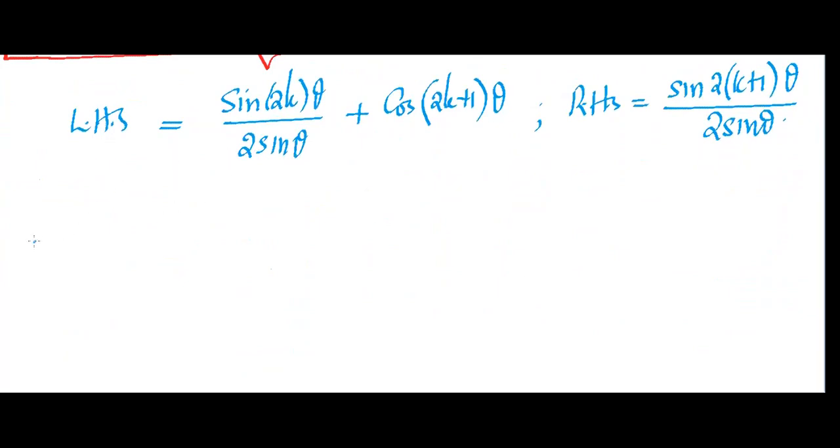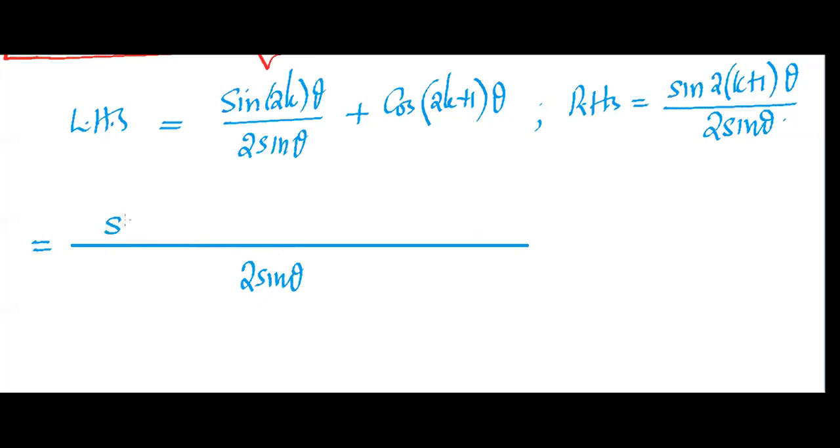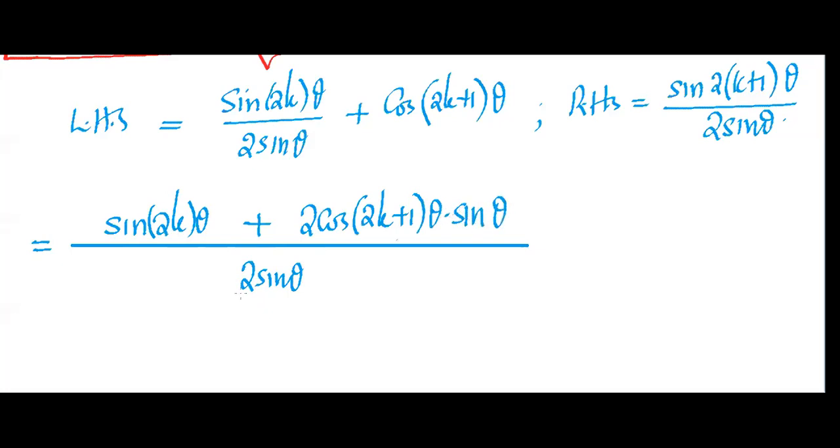The LCM in this case on the left-hand side is 2 sine theta, if you do agree. Which will leave us with sine of 2k theta plus that quantity hits the other bracket to give us 2 cos of (2k plus 1) theta multiplied by sine theta. There we are.